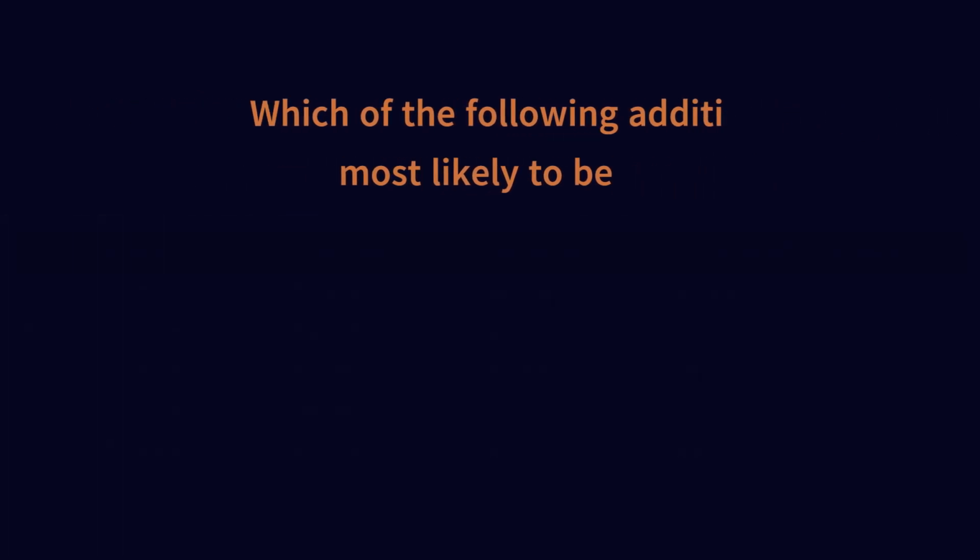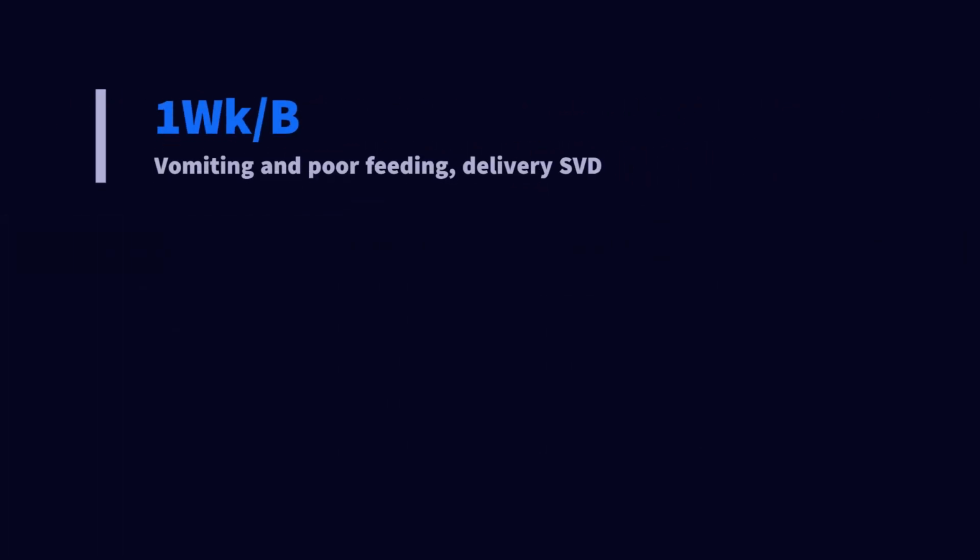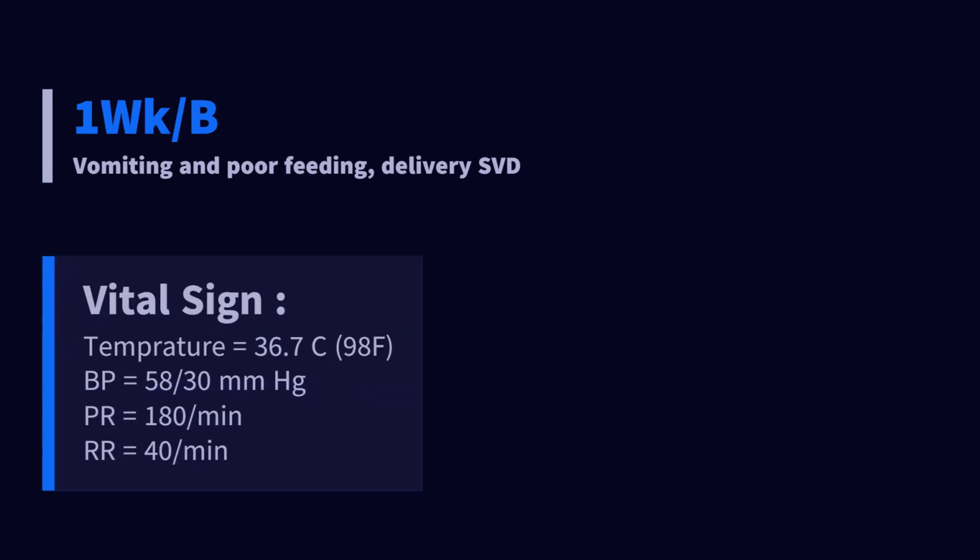The case scenario is: a 1-week-old boy is brought to the emergency department due to recurrent vomiting and poor feeding. The infant was born at term via spontaneous vaginal delivery with no complications. His vital signs are: temperature 36.7 degrees Celsius, blood pressure 58/30, pulse rate 180 beats per minute, and respiratory rate 40 breaths per minute.